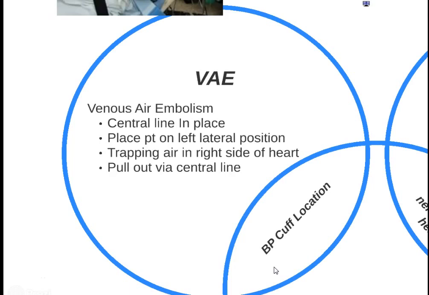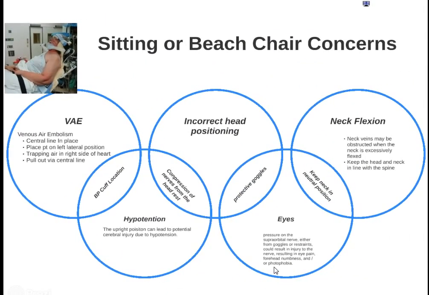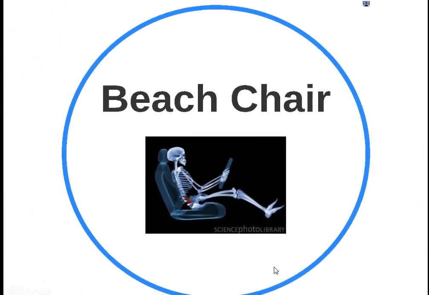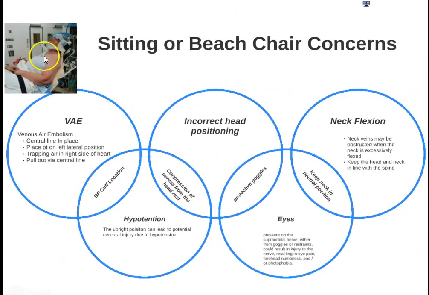Incorrect head positioning, going back to the nerve damage: the cutaneous neuropraxias of the nerves have been attributed to direct compression of the nerves by the head rest holder. Now let's look back at that picture. I guess I can't zoom into that. If you see the head rest holder, you could have direct pressure onto the face, onto the chin. And if this migrates down, you could have pressure onto the eyes as well. So you want to put protective goggles over the eyes.